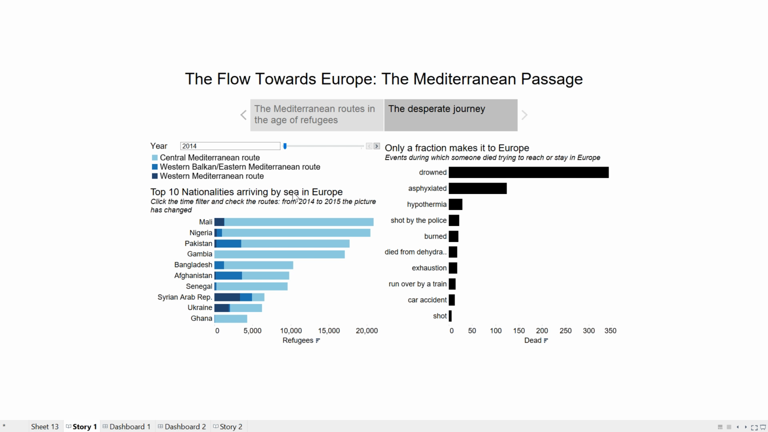Each bar individually. For example, you can clearly see in Mali, almost everybody comes from the Central Mediterranean route. And then I think if you went to 2015, you get Nigeria. You see a very different story. You can see, like in Syria, how many people are taking the Western Mediterranean route.